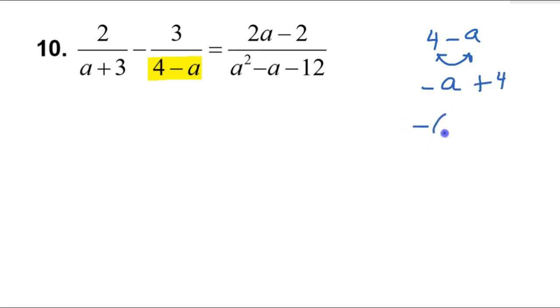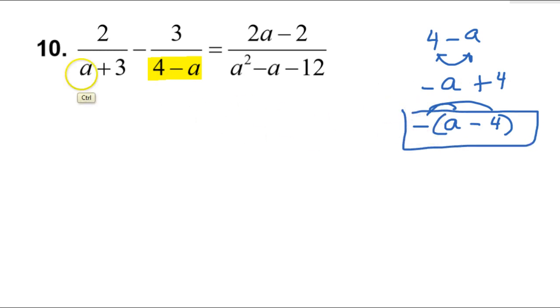But I could take the negative sign outside of the parentheses like a GCF, and that's going to leave behind a minus 4. Because think about it, if I distributed the minus sign, that would turn this back into negative a plus 4 again. So it must be equivalent. So this is the form I'm going to use. So when I recopy this problem, instead of 4 minus a, I'm going to put negative parentheses a minus 4.